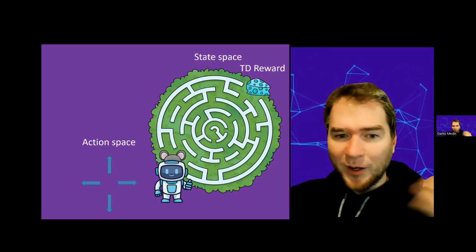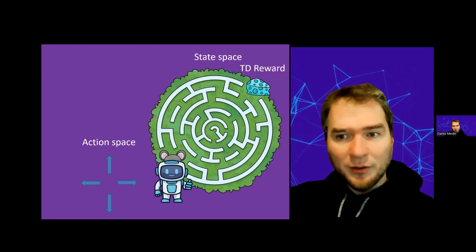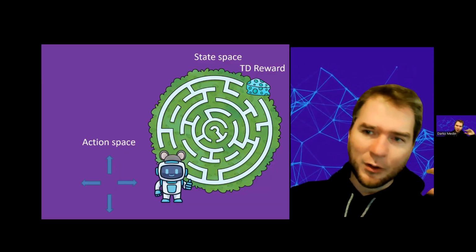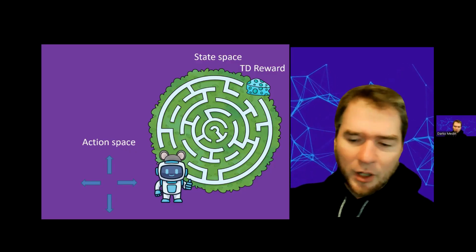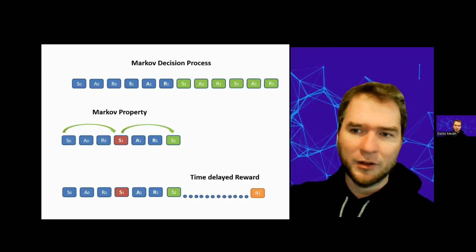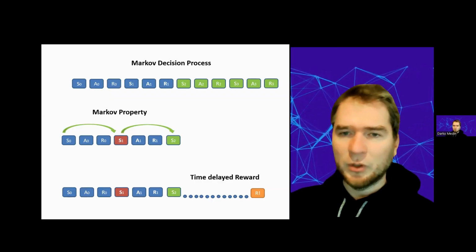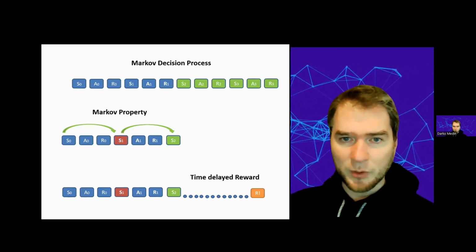So we need to find a creative way to actually reward the agent backwards in time. And that's called a time delayed reward in reinforcement learning. We'll be exploring more on that shortly. Before that, let's discuss some of the terms and principles also used in reinforcement learning.